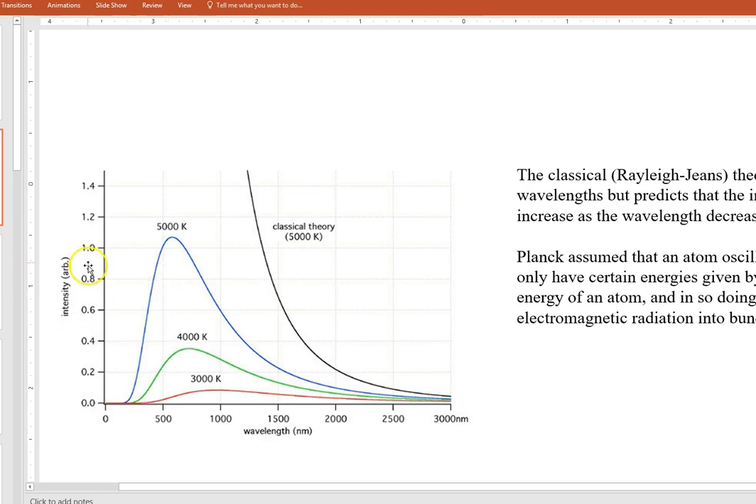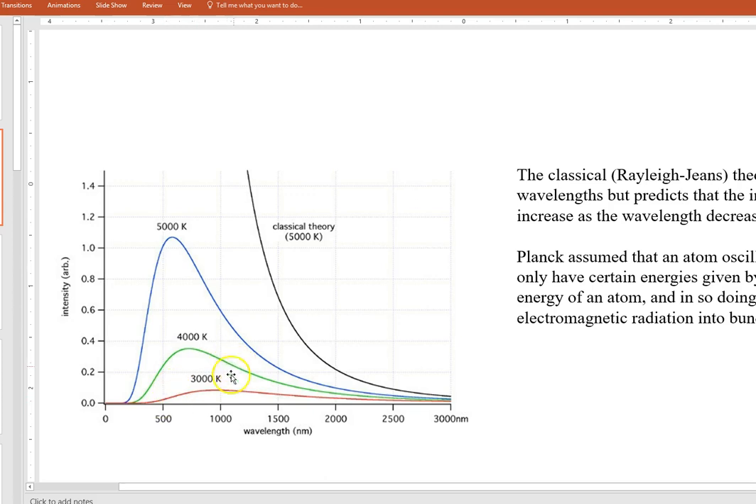So you can see on the left, this is just arbitrary intensity. And then on the horizontal, you have the wavelength in nanometers. Now these 3,000 K, 4,000 K, 5,000 K are the surface temperatures of the object. I know those are rather hot, but to get a lot of thermally emitted light in the visible portion of the spectrum, which is right around 400 to 700 nanometers, the surface has to be pretty darn hot.